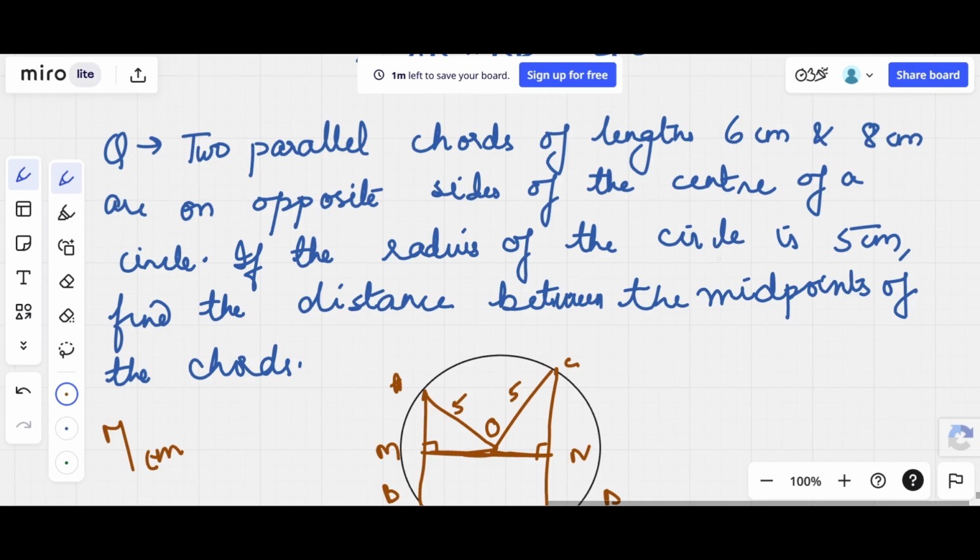That means this is 3. And this was how much? 8. 8 means this is 4 because this is the midpoint. They have said that. So you're using the theorems. If the radius of the circle is this, find the distance between the midpoints of the chords. So M is the midpoint of AB. If M is the midpoint, OM has to be perpendicular according to your theorem. Isn't it? You learnt that recently. So you will apply Pythagoras theorem, find this side, and add them. That's it, kids.